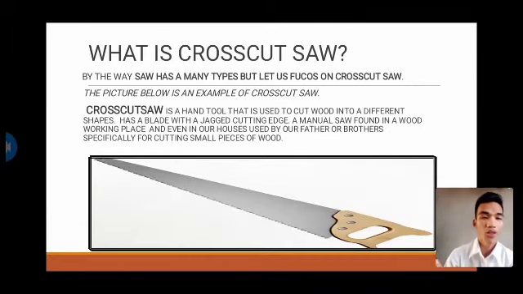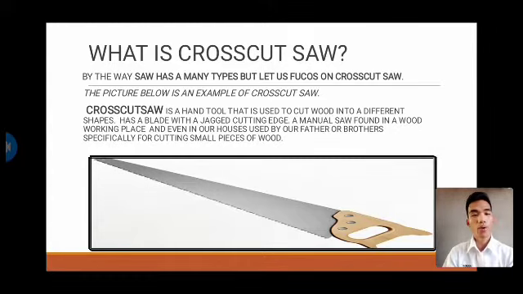What is a crosscut saw? By the way, do you have an idea? Or maybe you have a crosscut saw. There on the screen, we see a crosscut saw. Do you know what the use of a crosscut saw is? First, let us read the definition. A crosscut saw is a hand tool that is used to cut wood into different shapes.